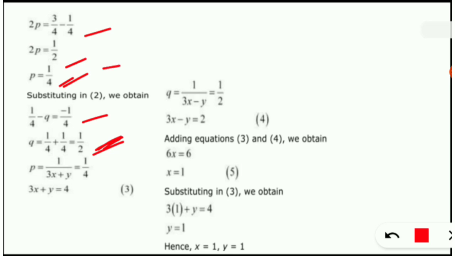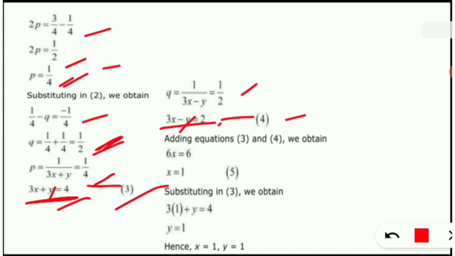Now we know that p equals 1 by (3x plus y) equals 1 by 4, so 3x plus y equals 4, and q equals 1 by (3x minus y) equals 1 by 2, so 3x minus y equals 2. This is equation 3, this is equation 4. If we add equations 3 and 4, then plus y and minus y cancel. 3x plus 3x, that means 6x, equals 4 plus 2, that means 6.